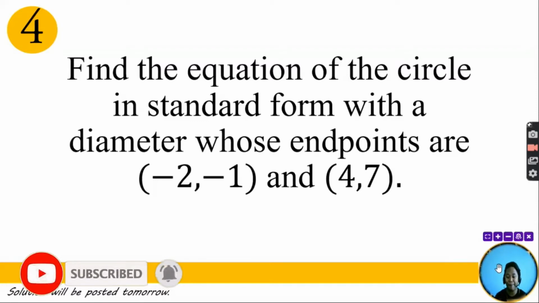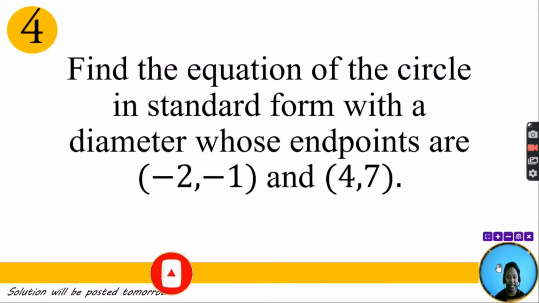Ating pang-apat na problem. Find the equation of the circle in standard form with diameter whose endpoints are (-2, -1) and (4, 7). Bago tayo mag-start sa ating solution, define na natin kung ano yung ibig sabihin ng diameter. Pag sinabi natin diameter, ito yung line segment na connecting 2 points on a circle, any 2 points on the circle, and that passes through the center of the circle.